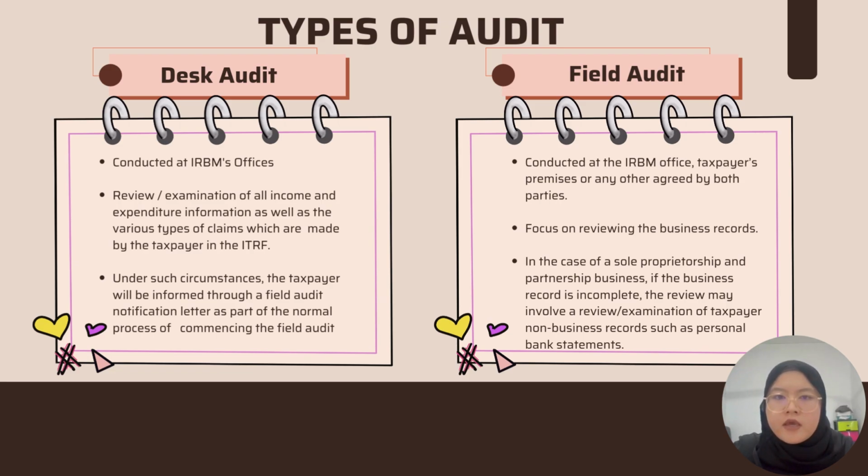For field audit, the taxpayer will be informed through the field audit notification letter as a part of a normal process of commencing the field audit. For field audit, in the case of sole proprietor and partnership business, if the business record is incomplete, the review may involve a review or examination of taxpayer non-business records such as personal bank statement. The taxpayer will be given 14 days notice prior to a field audit.